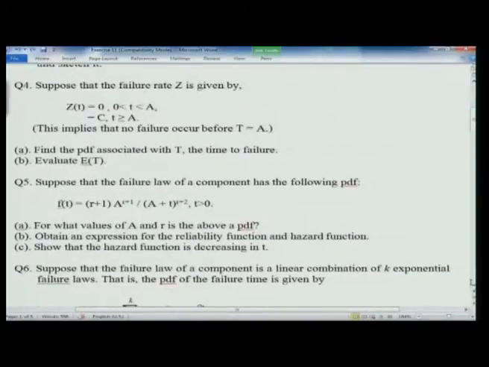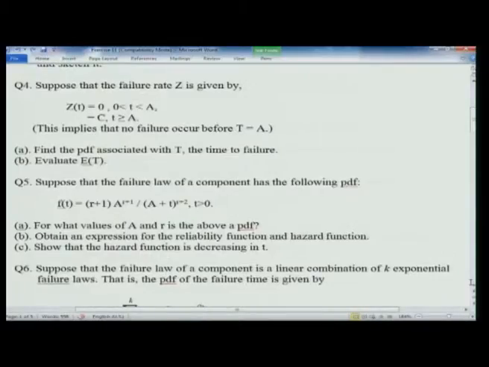Here you have to find the PDF associated with t, the time to failure. You can find that out because I have already obtained it for you, and now you have to put in the values of c naught and c, and of course t naught is a, and evaluate E of t. Then you can also evaluate it by actual integration.